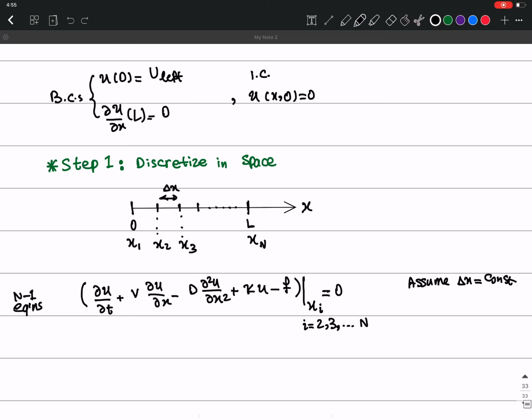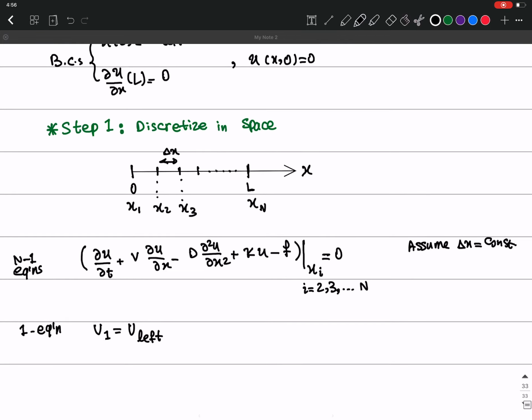And then the other equation that I have, one equation that is left, is u1 equals the given number here, u left. Okay. So this is the discretization, and now, after this, I want to do spatial finite difference approximation to approximate all these terms in this equation based on their nodal values.